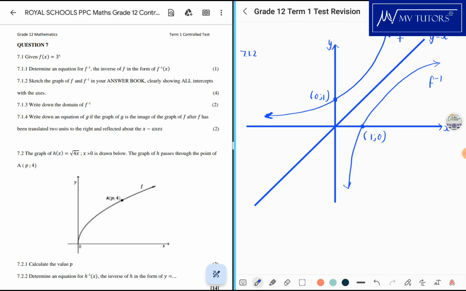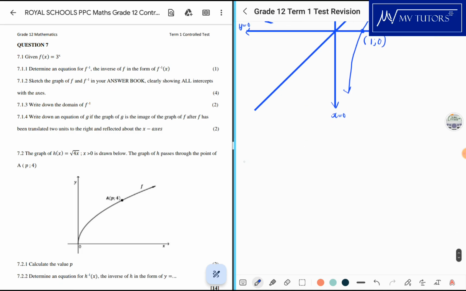Here the equation of the asymptote will be y is equal to 0. They didn't ask for it. This is just extra information. Here, the equation of the asymptote will be x is equal to 0. And that's basically that for 4 marks.